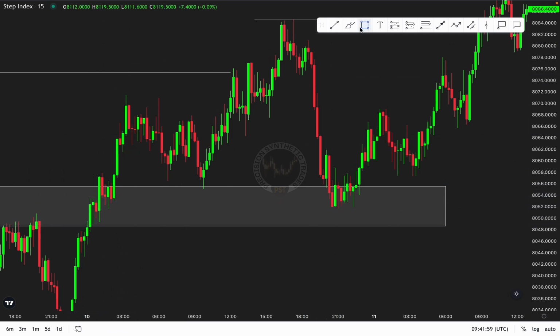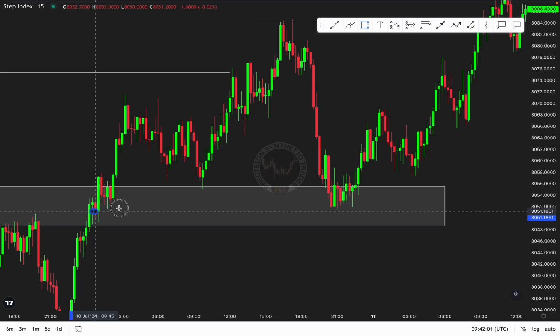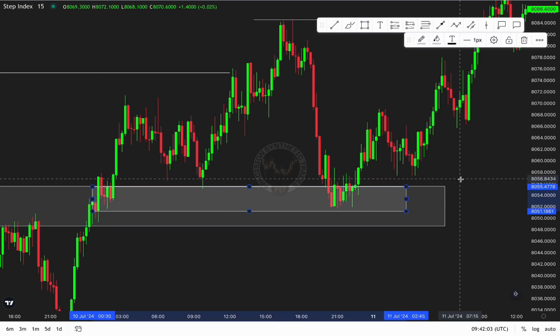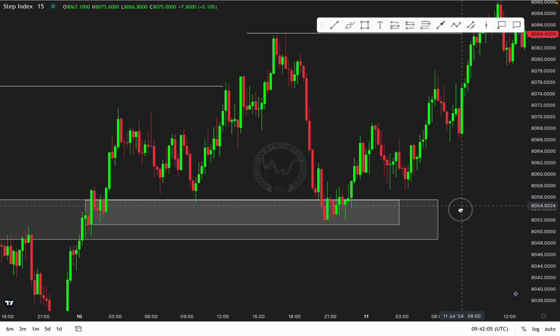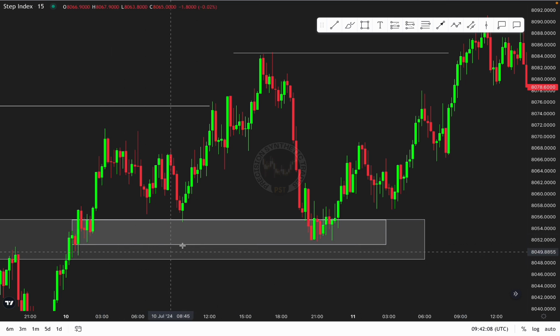So let's put everything together. We have a nice order block zone that is correlating with our 50% fib.